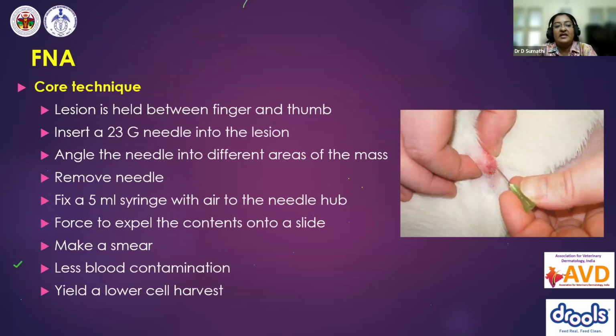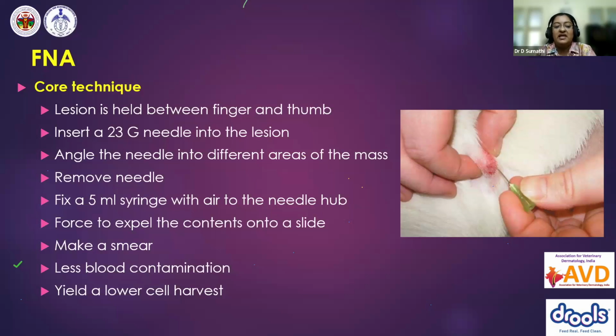So coming to fine needle aspiration, the core technique is like you hold the lesion between your finger and thumb, use a 23 gauge needle into the lesion, angle the needle into different areas. Here you can notice that I am not attaching any syringe to it. So only the needle is used and a 23 gauge needle is more than enough. And remove the needle, fix a 5 ml syringe with air to the needle hub and expel the contents onto the slide.